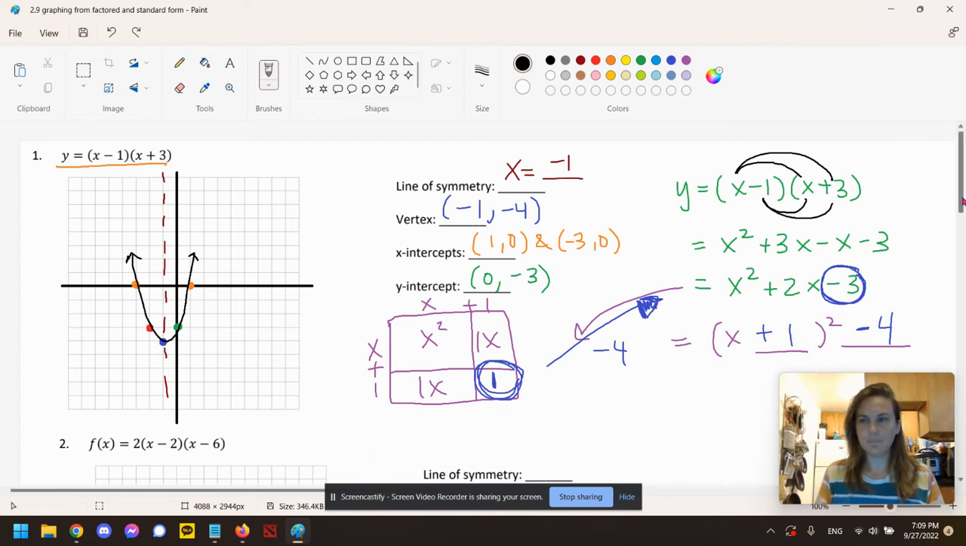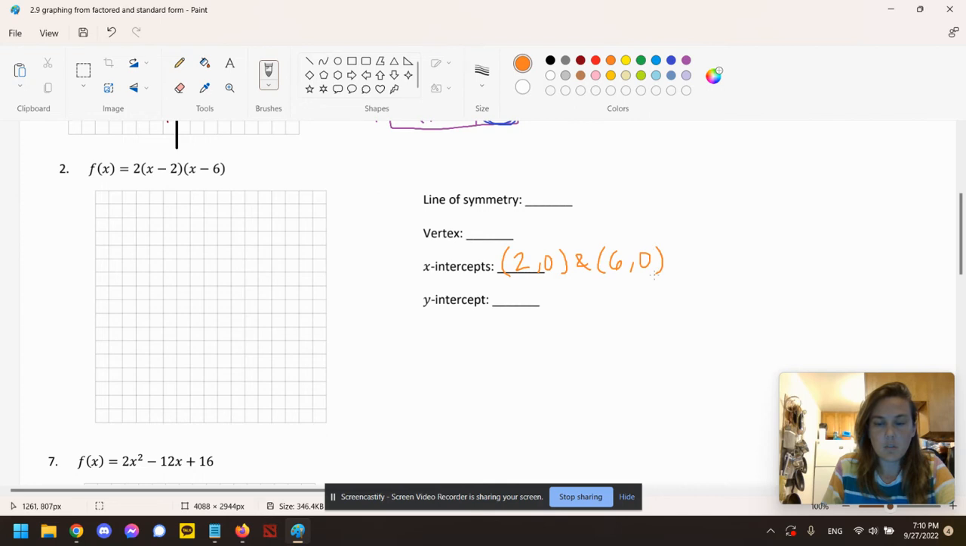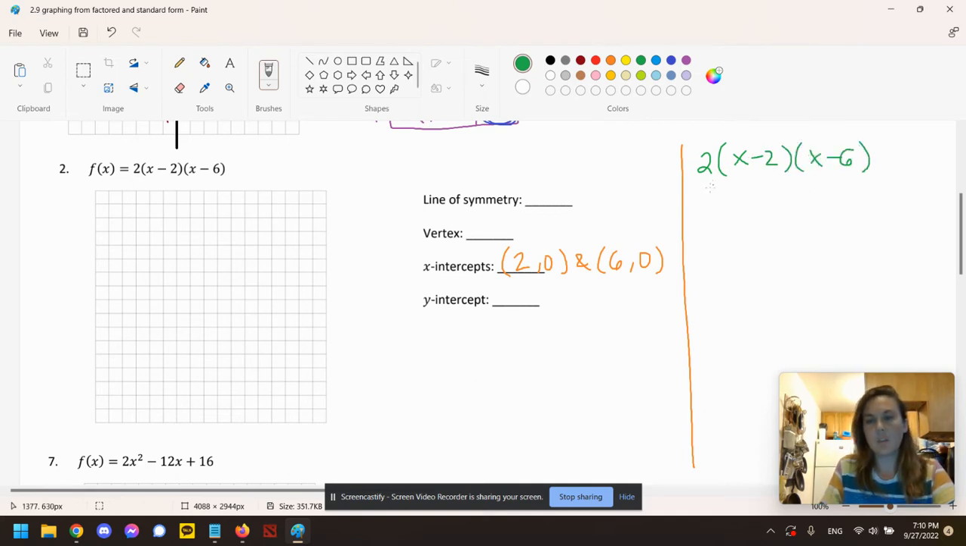Let's do that again. If I'm given factored form, the very first thing I do is I fill in my x-intercepts based on my two factors, switching the signs. Now over to the side, I multiply everything out to get standard form. I'm going to do the 2 distributed into just the first factor.